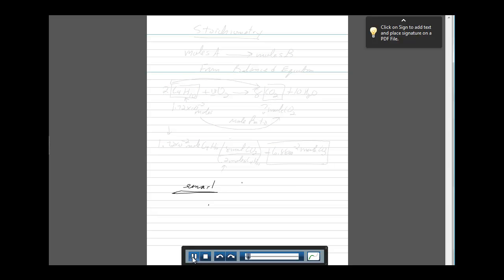This is the first series of examples from the topic of stoichiometry. And in this first installment of questions, we're going to work on problems that deal with converting moles of a compound, which we'll call A, to moles of another compound, which we'll call B, from a balanced chemical equation.